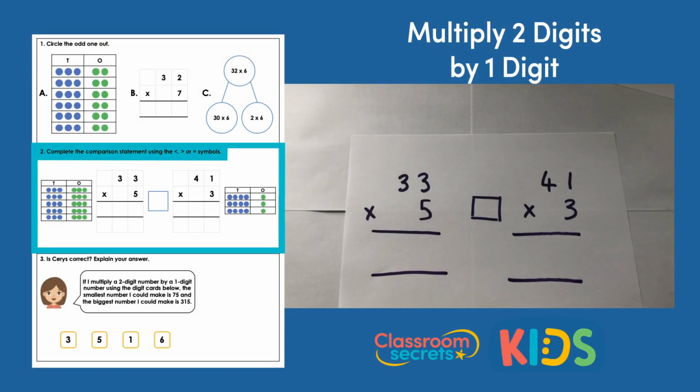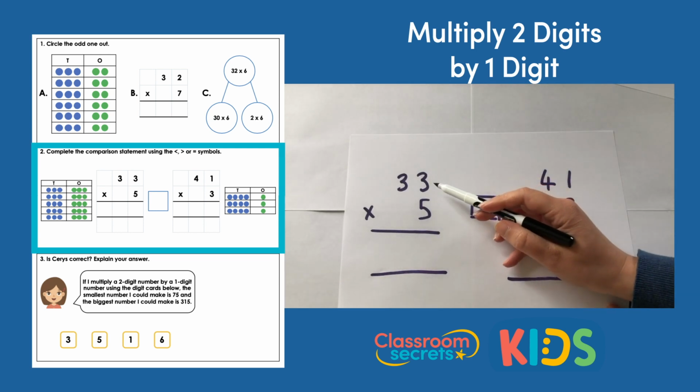Question 2. Complete the comparison statement using the less than, greater than, or equal to symbols. So we're going to solve the calculations and then place one of the symbols in the box in the middle to make the statement correct. You might have chosen to use the place value grids to help you answer your question. That's absolutely fine. I'm going to show it as the formal method. We'll start with 33 times 5.